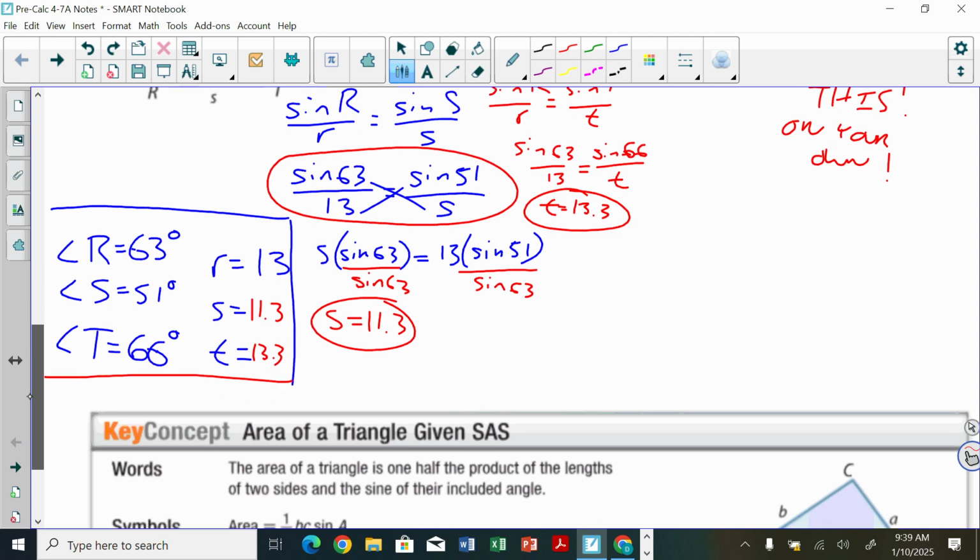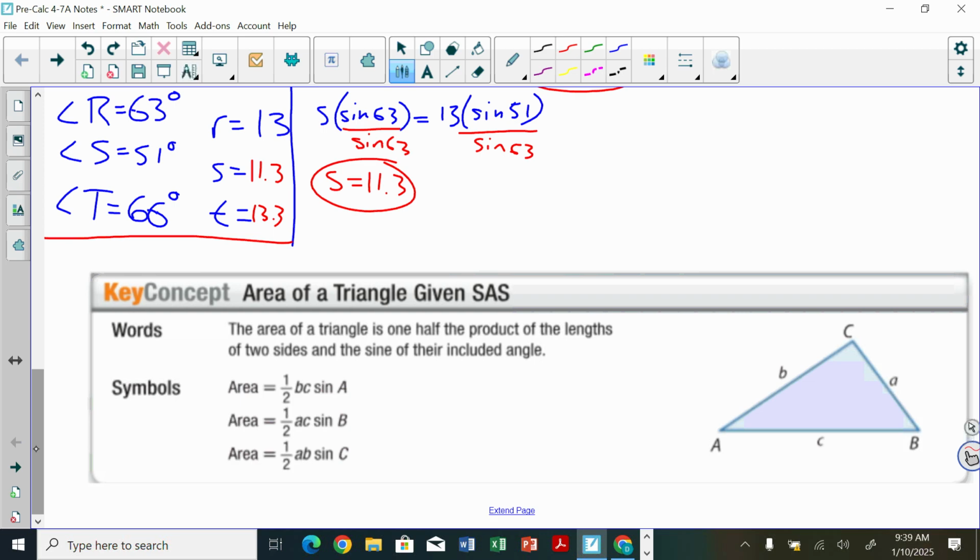All right. Let's talk area of a triangle given side, angle, side. When we were growing up, we knew triangle area was one half base times height. So in this triangle here, we'd have our base here, but then we had to find a height. Remember, it had to be perpendicular to get our height.